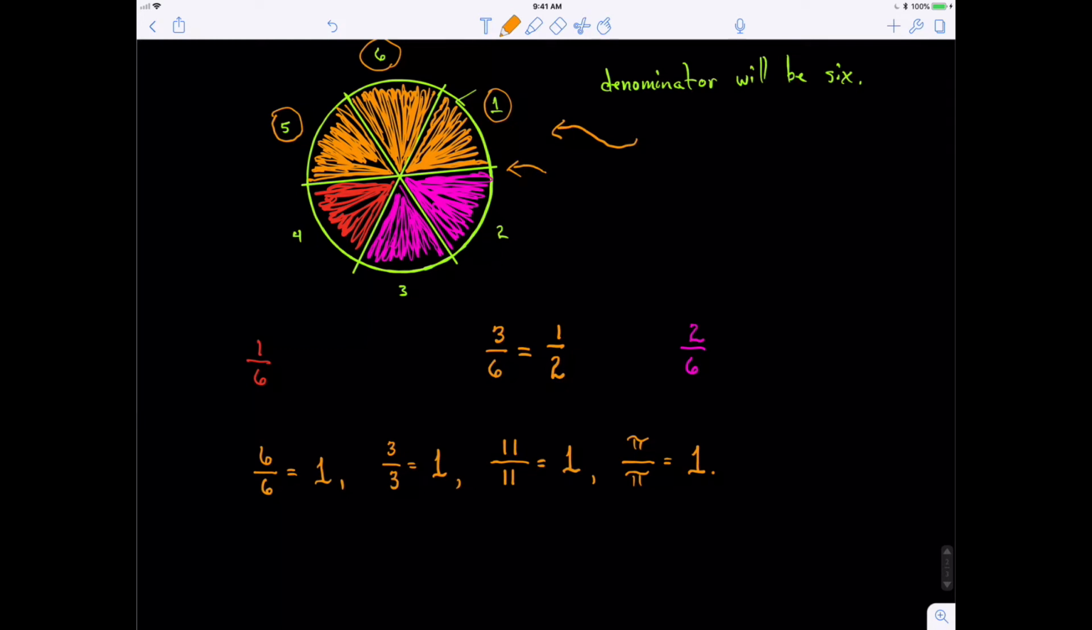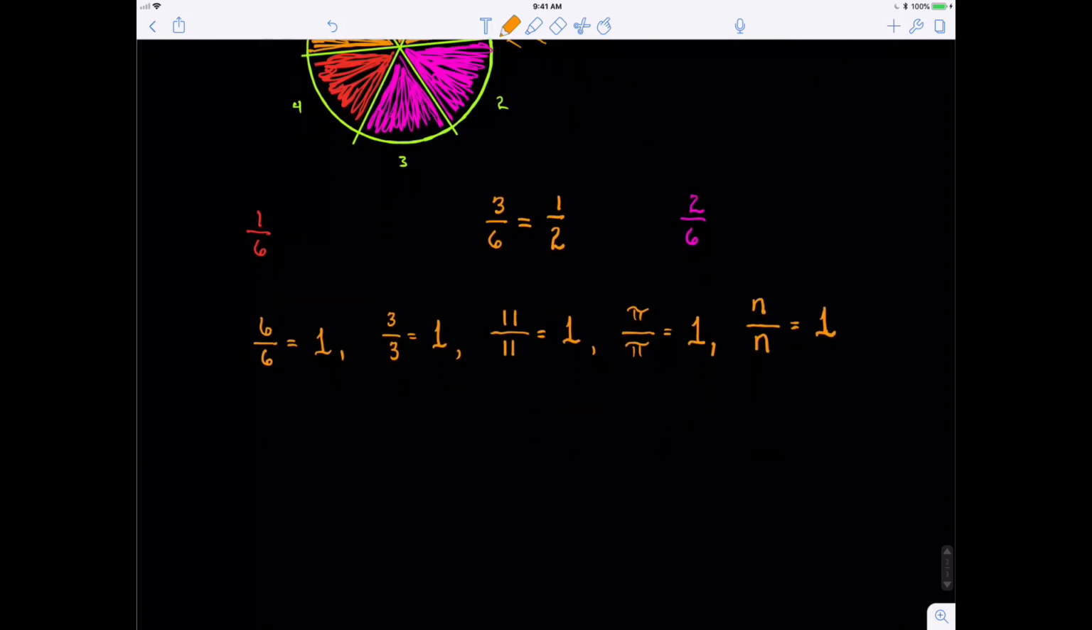Now, and it works in algebra. We often say if we have any number n, and I cut a pie into n pieces, and I have all n pieces, well, I have the whole pie. Now, keep this in mind. We're going to go one step further.